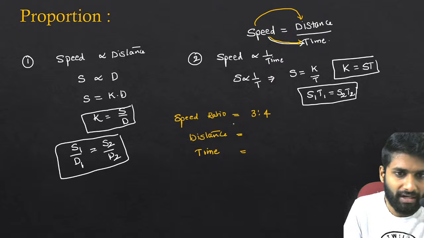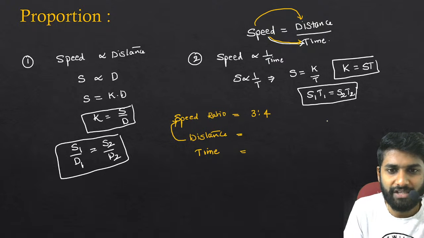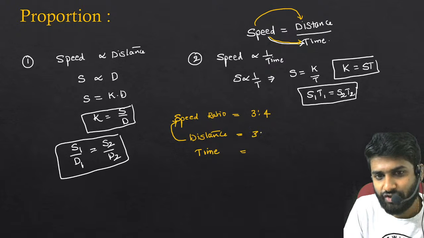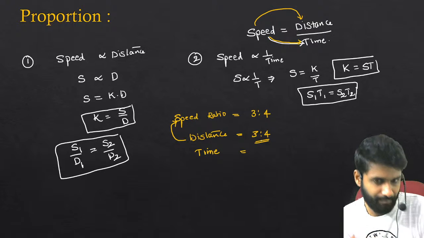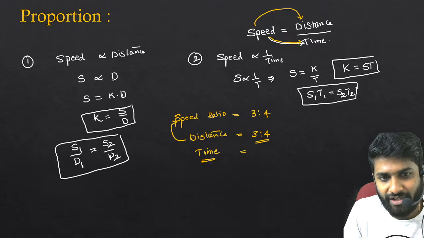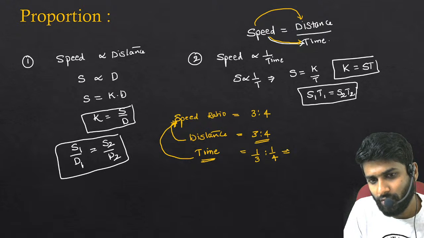According to the information, see, distance is directly proportional to the speed. It means if the speed ratio is 3:4, the distance ratio is also 3:4. The distance ratio will always be 3:4. Same thing, what is the time ratio? Time is inversely proportional to the speed, Nana. Time is inversely proportional to the speed means the values become 1/3 and 1/4. Now the ratio becomes exactly equal to 4:3.